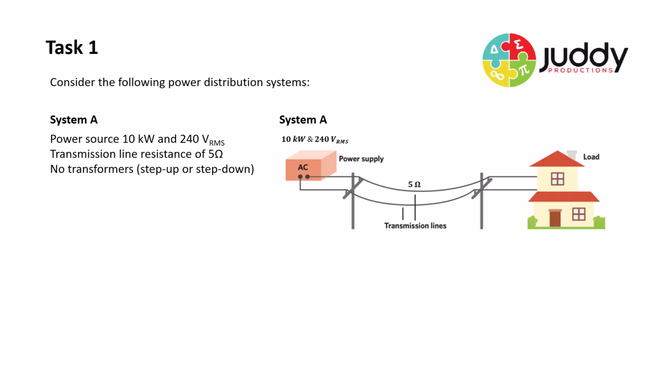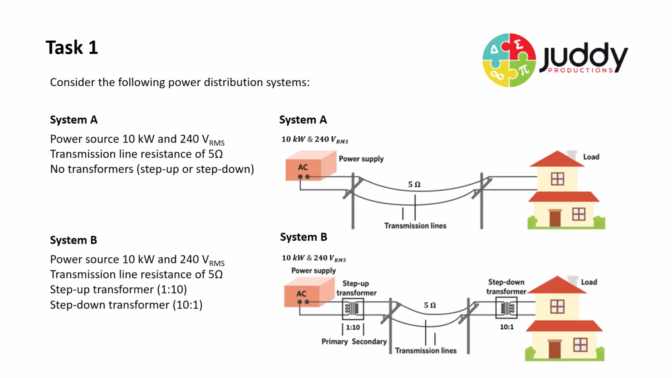So you have in front of you System A, which consists of a power source of 10 kilowatts and 240 volts RMS, a transmission line resistance of 5 ohms, and in this scenario, we're transmitting with no transformers, that is, no step-up or step-down transformers. And we're comparing to System B. In System B, we also have a power source of 10 kilowatts and delivering 240 volts RMS. We also have transmission lines with a resistance of 5 ohms.